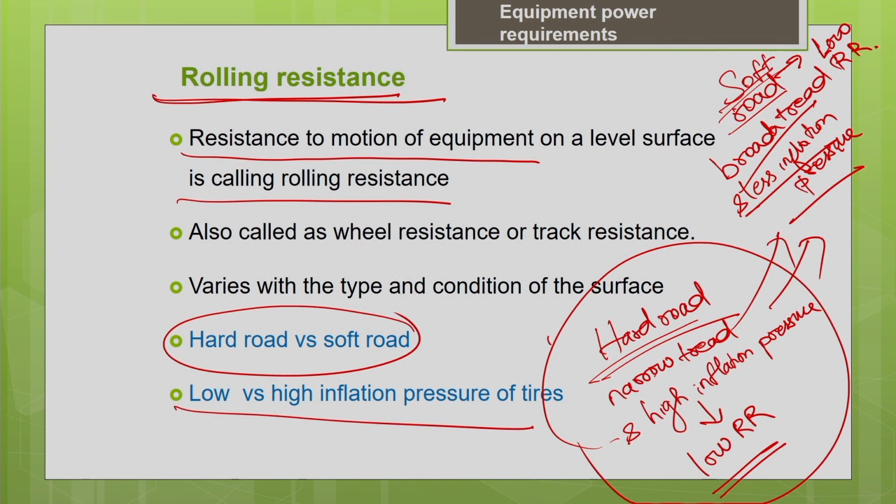Basically, you have to maintain your haul route so that the rolling resistance is minimum, so that the amount of power needed by the machine to overcome the rolling resistance will be less. That will make it more economical.